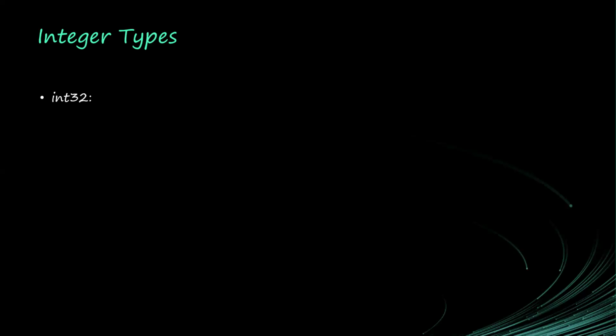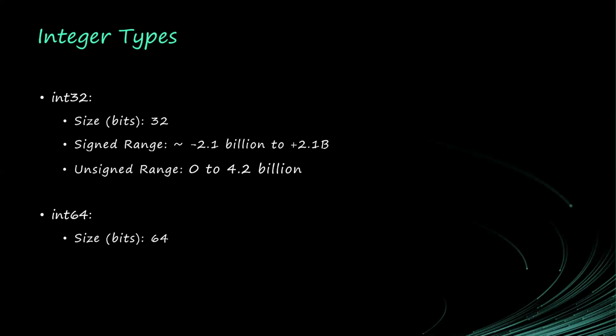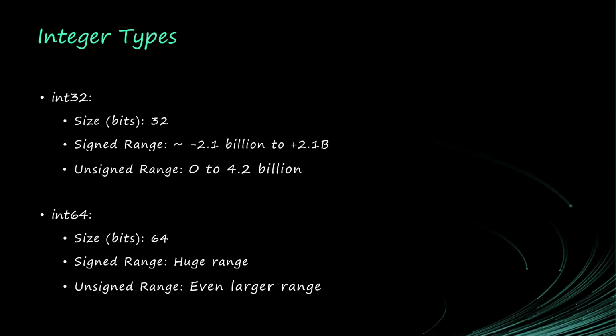So we also have int32. It uses 32 bits to store data. And then we also have int64. It uses 64 bits to store data. So these are for huge, very, very huge numbers, billions, trillions.